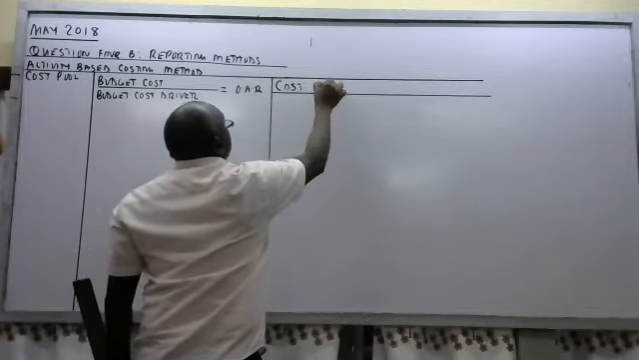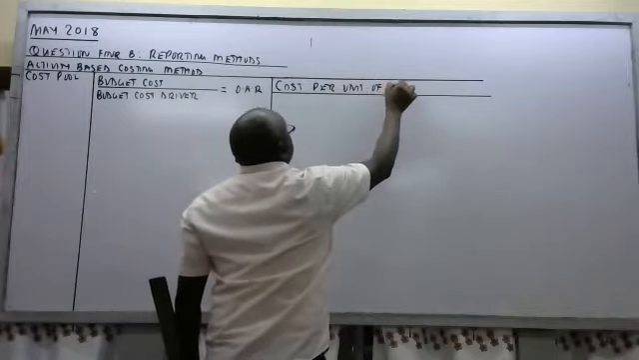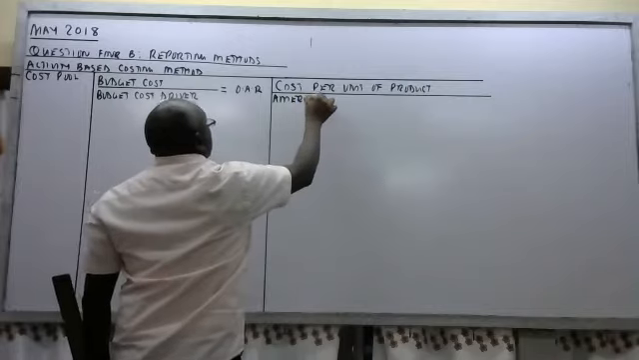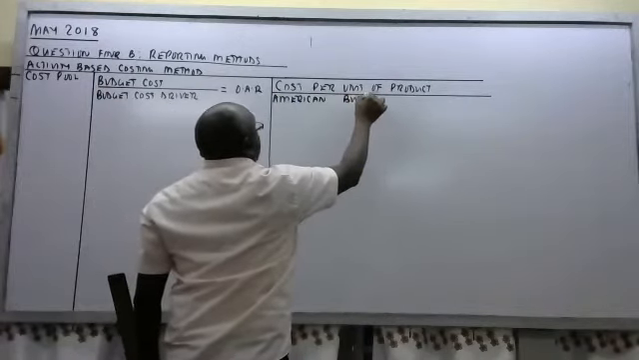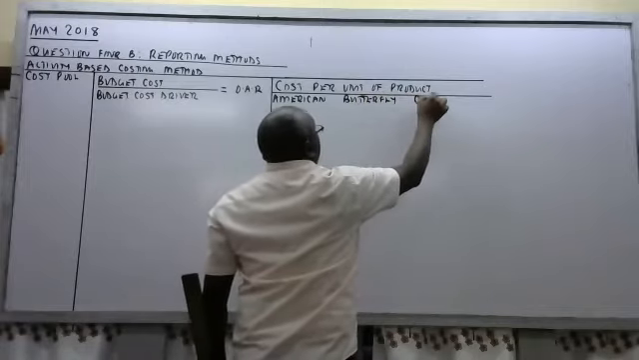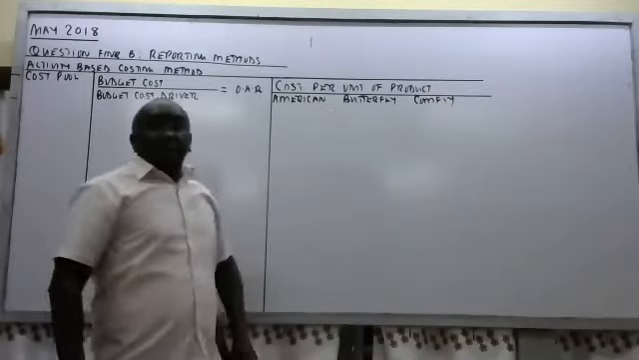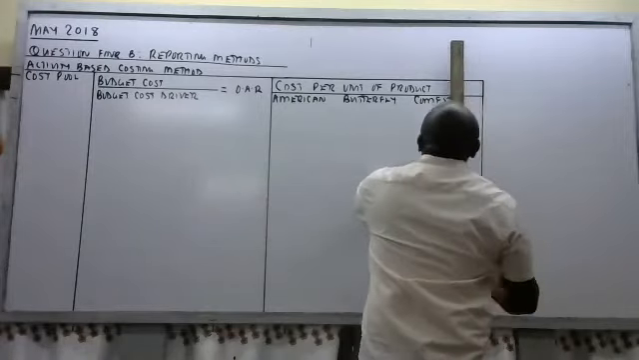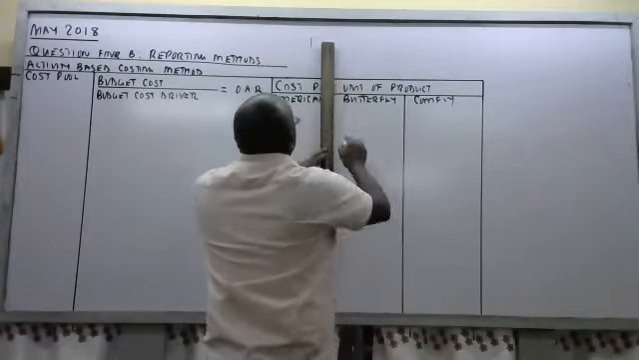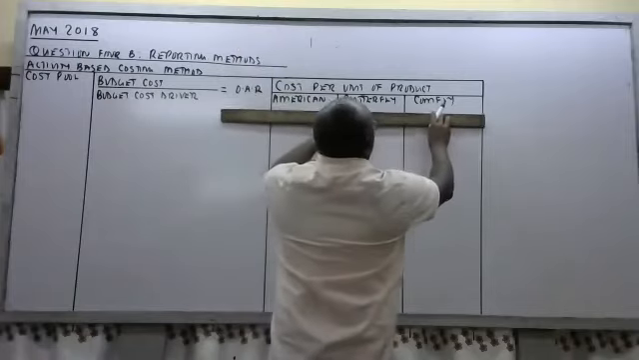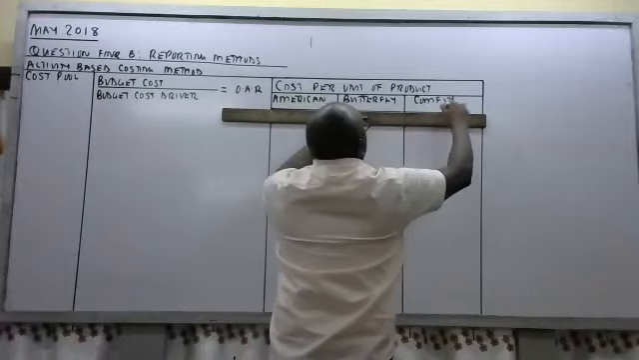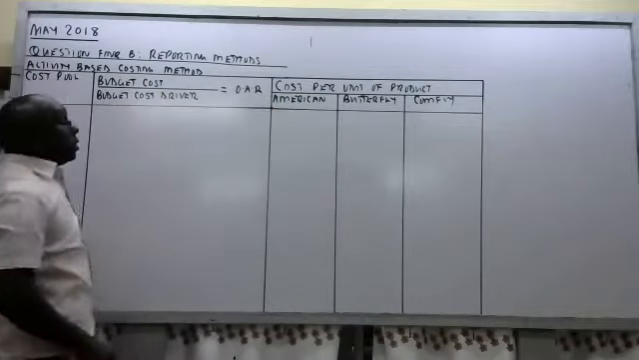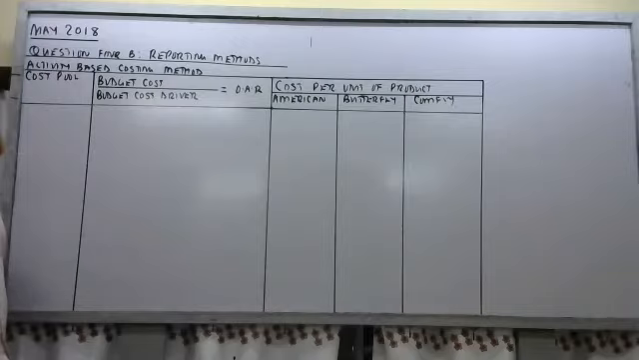So cost per unit of products: American, butterfly, and comfy. So we can have it that way.